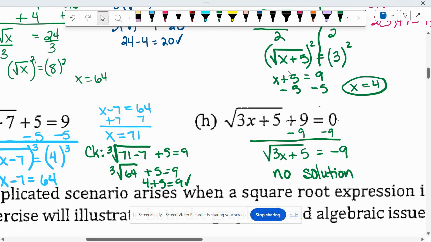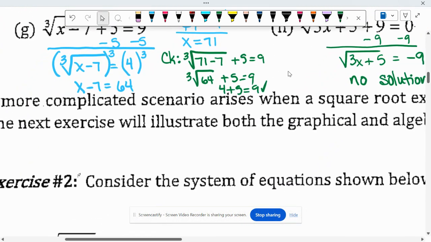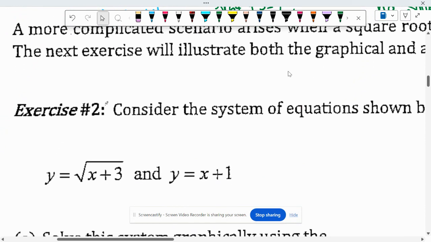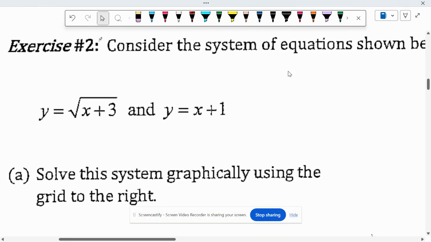This next one is going to ask us to graph. When you first started learning about systems, the first method that we use to teach you systems is by graphing. It's not a great way to solve equations because if it doesn't intersect exactly at a grid line, then it's really hard to tell exactly what your answer is. But we're going to use what we know about square root functions and linear functions, and we're going to graph both of these.